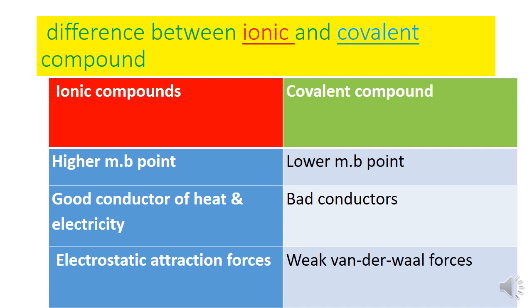Then you have the difference between ionic and covalent compounds. Ionic compounds have a high melting point due to electrostatic attraction force, whereas covalent compounds have lower melting and boiling points due to weak van der Waals forces. Ionic compounds are good conductors of heat and electricity when molten or dissolved, whereas covalent compounds are bad conductors due to no free electrons.